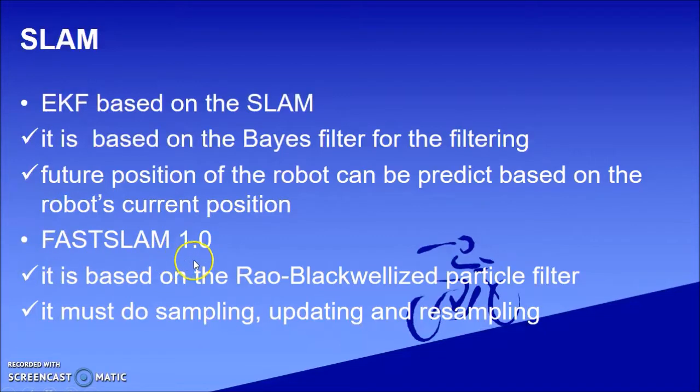FastSLAM 1.0 is based on the Rao-Blackwellized particle filter. But in a bad case, you must do the sampling, weighting, and resampling. You need to repeat many times to get the accuracy.